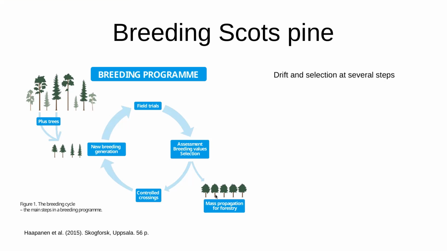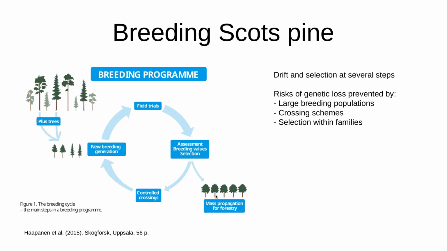Drift and selection, be it artificial or natural, occur at several of these steps. As such, there is a risk of genetic loss. And these are prevented by maintaining large breeding populations, using appropriate crossing schemes, and by conducting selection within families, so keeping genetic variation from all families.